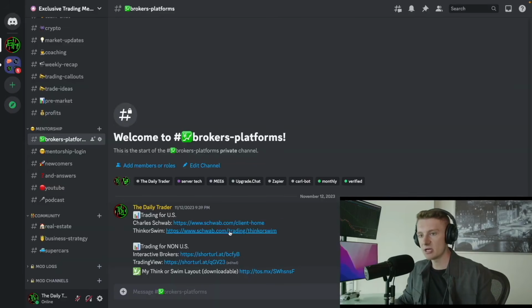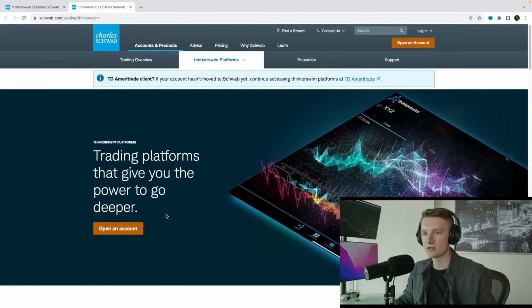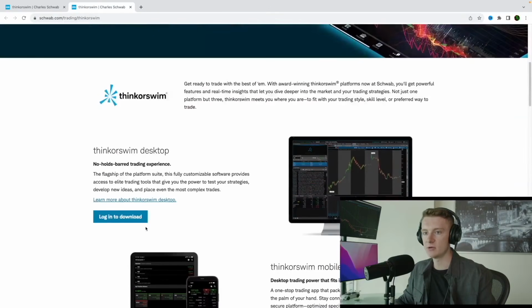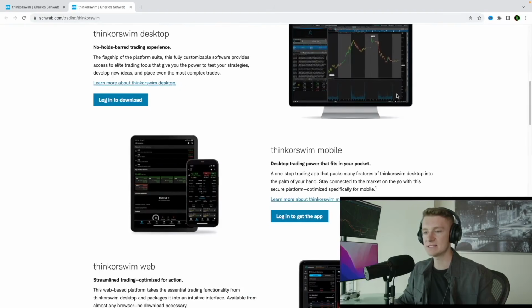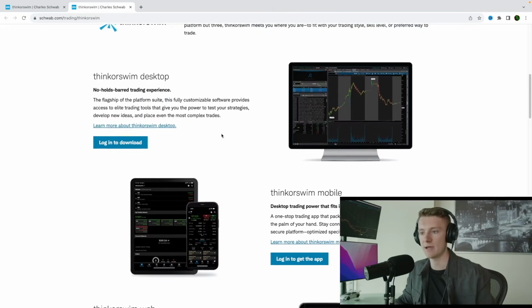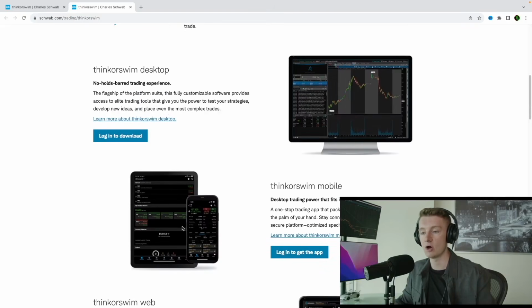And next, you want to make sure that you download ThinkorSwim. Just download the ThinkorSwim desktop and mobile version so you can have it on both your phone and computer. Moving forward in all the videos, I will be using ThinkorSwim desktop. But it's also very handy to have it on your phone as well. So again, just click login to download and then log in to get the app. Then you're going to use your Charles Schwab login and go ahead and download ThinkorSwim. Then you can go about logging into the TOS.